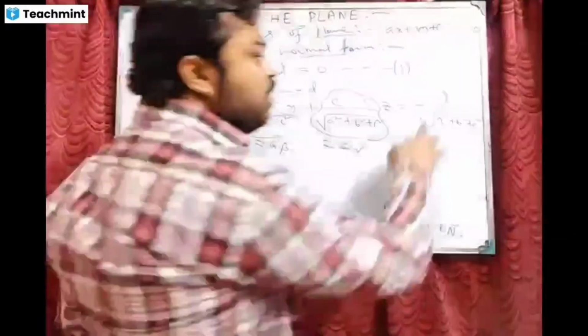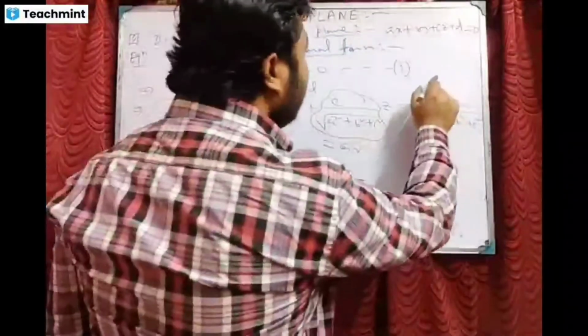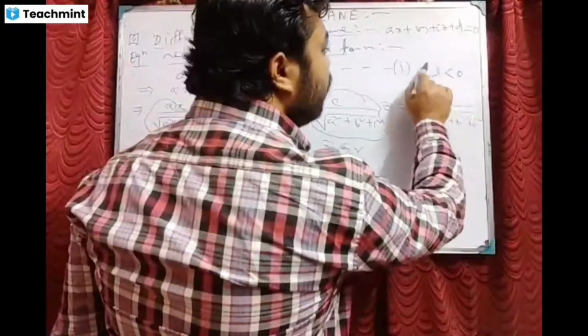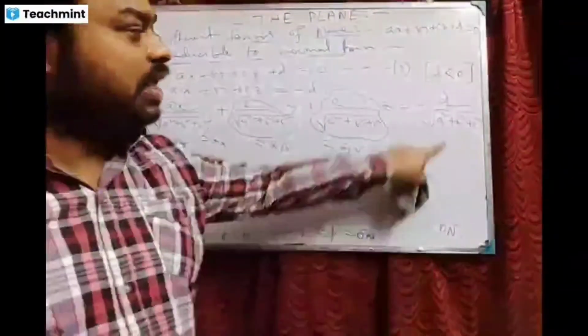But here, minus d by root over of a square plus b square plus c square. So here d must be negative, because if d is negative, then the distance, minus d by root over of a square plus b square plus c square, is positive.